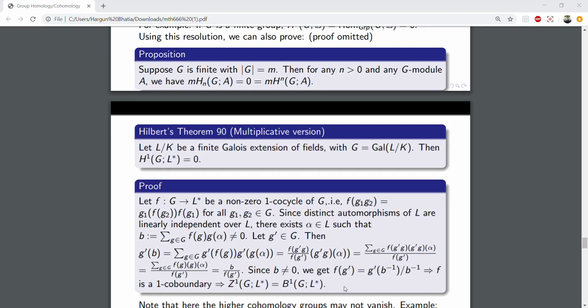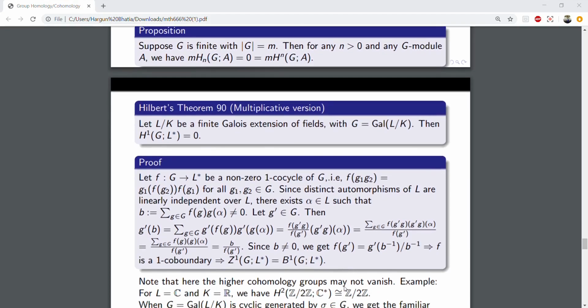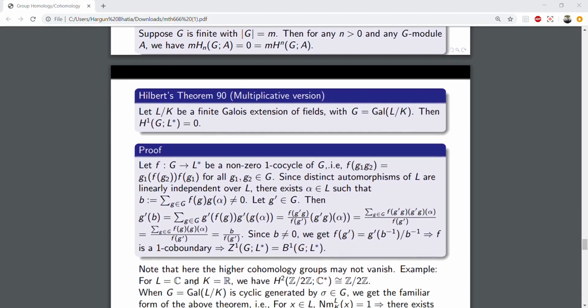Cohomology is trivial. Notice I'm not claiming that the higher cohomologies vanish, and in fact it's not true. For example, take the simplest possible case of the extension C over R, it's a cyclic extension, the Galois group is Z mod 2Z. Now just using the computations of cyclic group cohomologies, you can compute the cohomology of Z mod 2Z with coefficients in C star, and it's isomorphic to Z mod 2Z. So it's not zero, right?